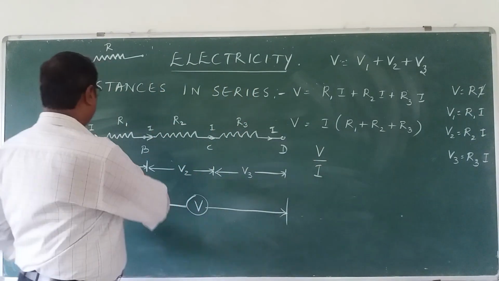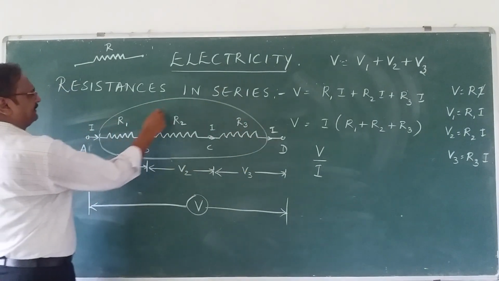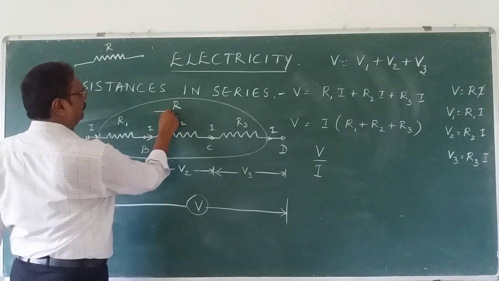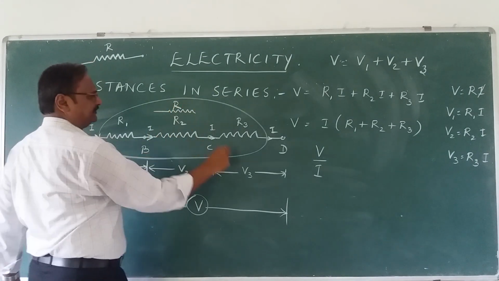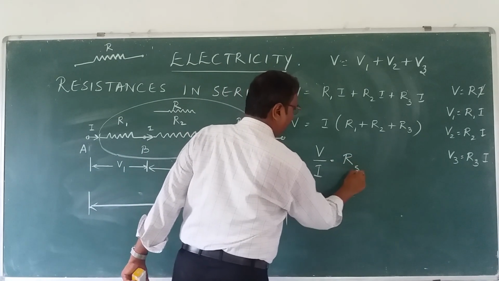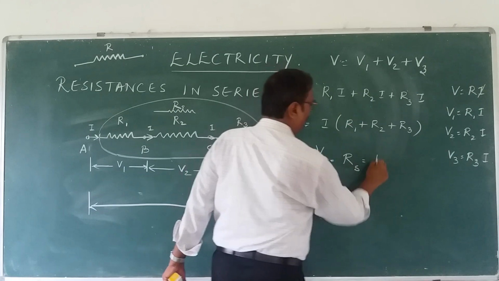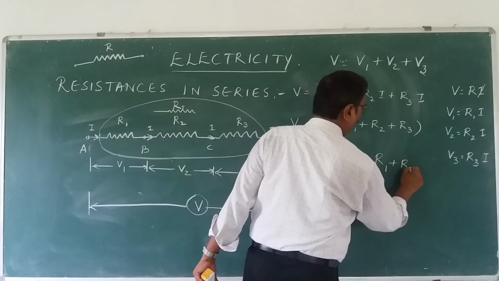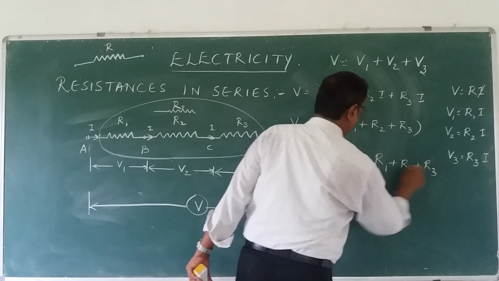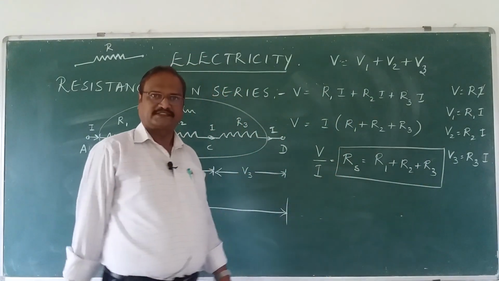Right? Equivalent resistance. If I take all the three resistors as a single resistance R, then V upon I is equal to R, all of them in series. So you can say RS is equal to R1 plus R2 plus R3. So this is the formula for resistors in series.